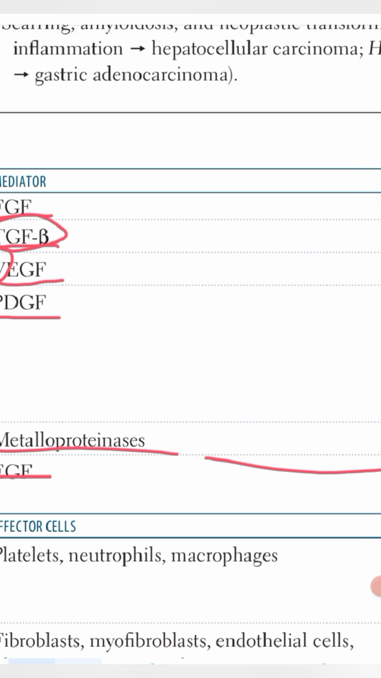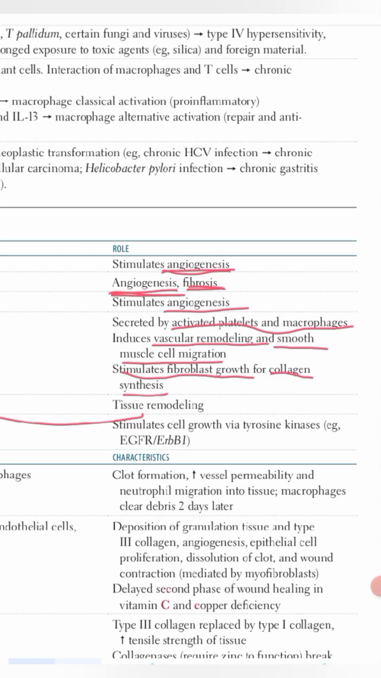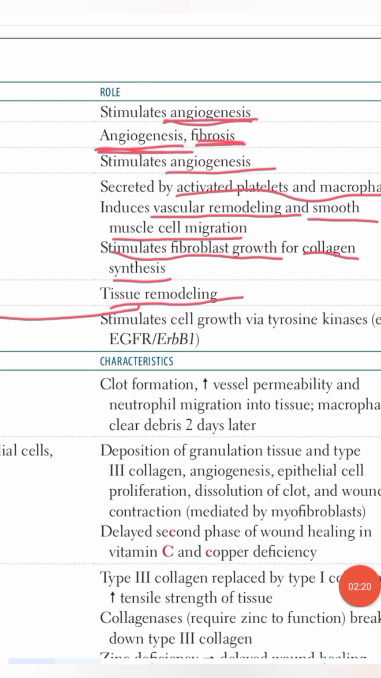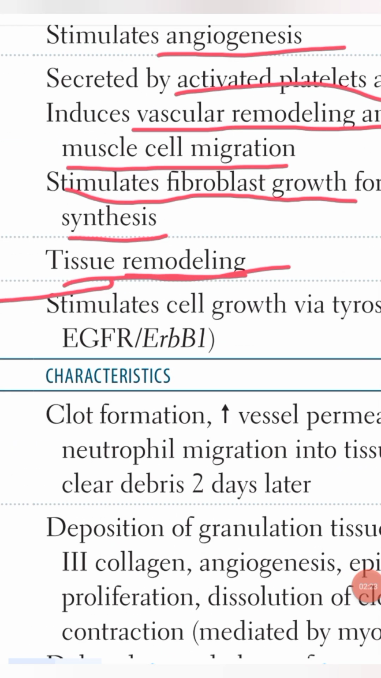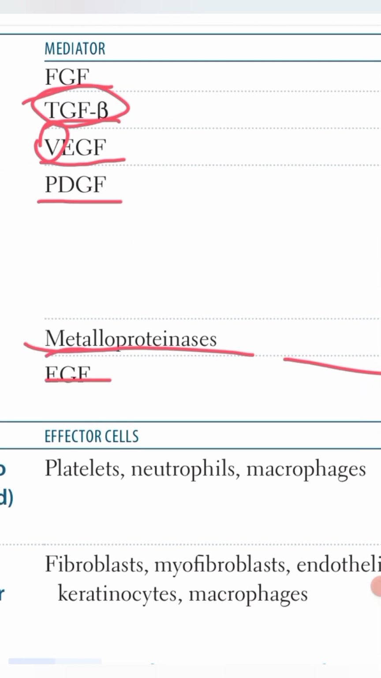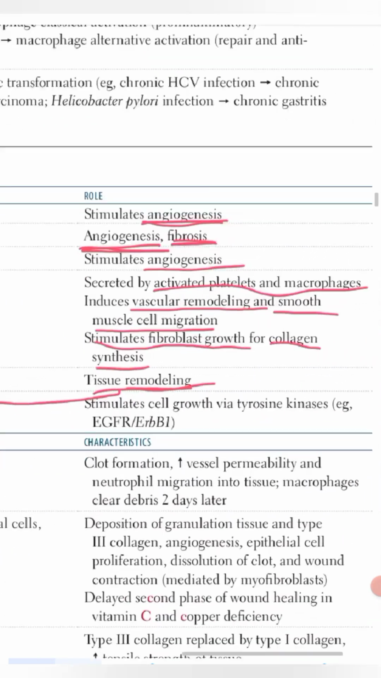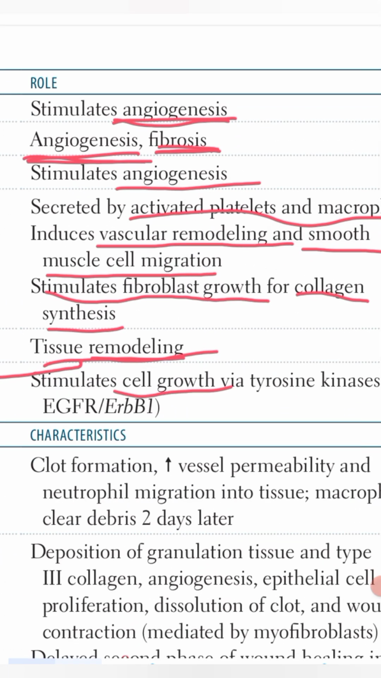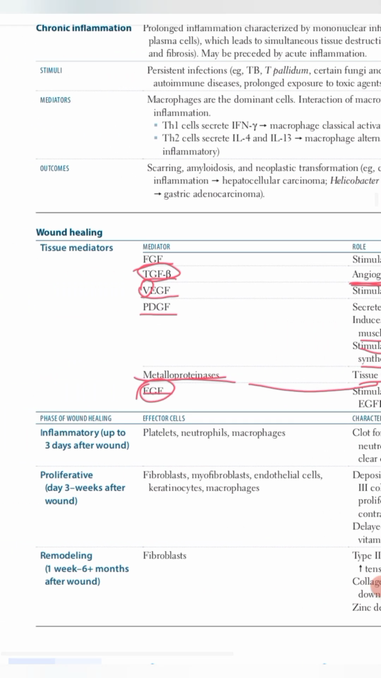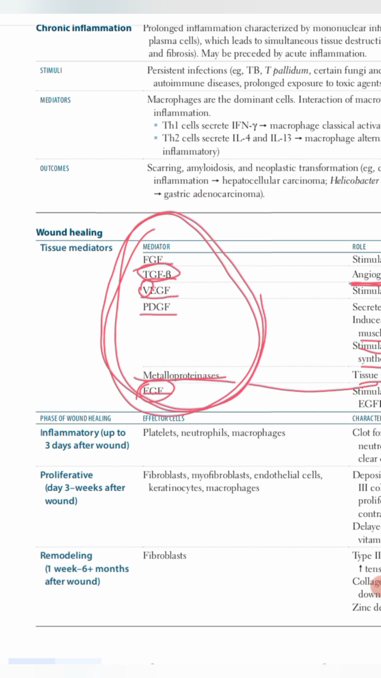Next one is the metalloproteinases. Metalloproteinases have an important role in tissue remodeling. Tissue remodeling is basically a step where living tissue is structurally reorganized or renewed. It is done by the metalloproteinases. And the last one is the epidermal growth factor. It stimulates the cell growth via tyrosine kinases, for example epidermal growth factor receptor. So these were some of the mediators that are involved in the process of wound healing.